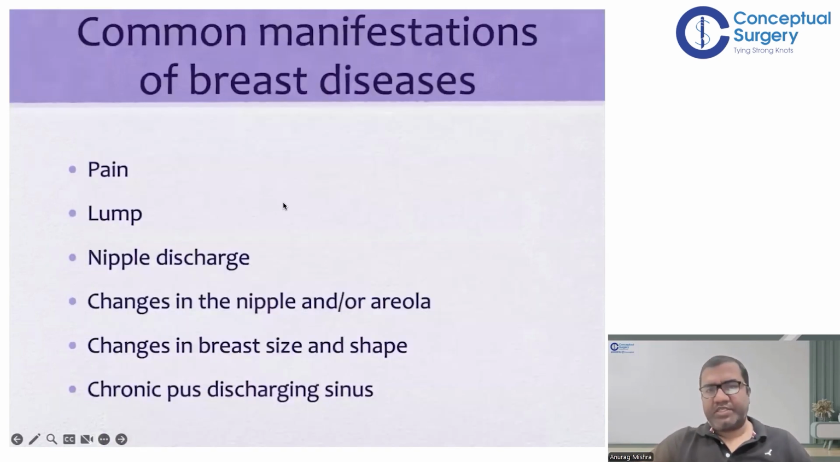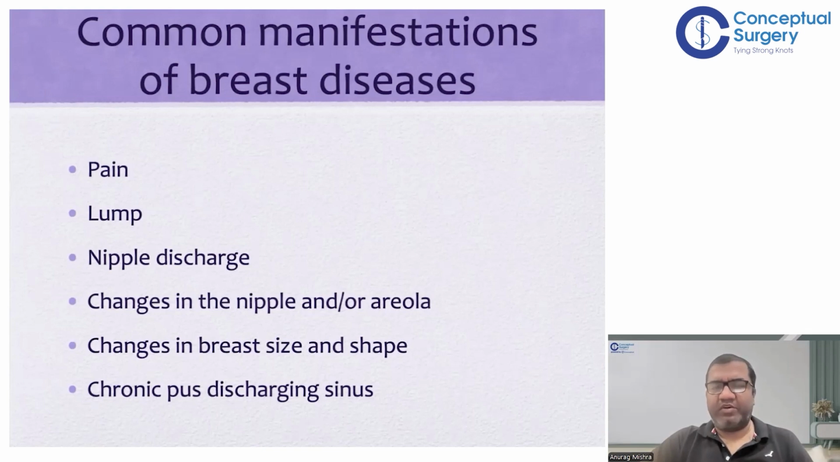When we see breast diseases, there are various symptoms by which a patient can present. It can be pain, in a localized part of the breast, or both breasts, or the whole of the breast. It can be a lump. It can be a nipple discharge. It can be a change in size or shape of the nipple and areola complex. It can be a change in the overall breast size and shape, or it can be some sinus, some wound, something over the breast tissue.